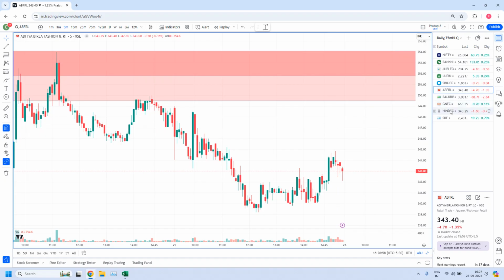And the remaining 4 stocks we already discussed because they gave the trades. So this is about the HLQ analysis of the zones identified from the previous report.